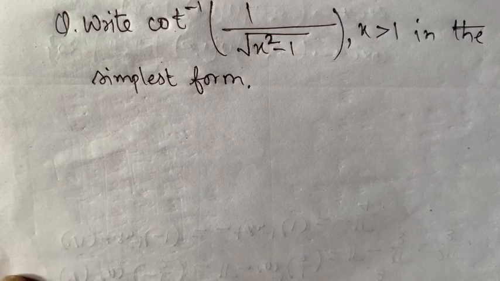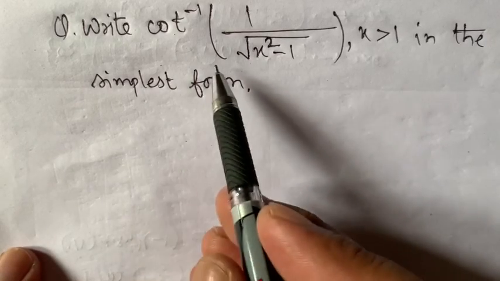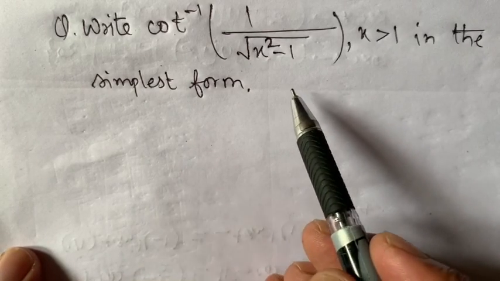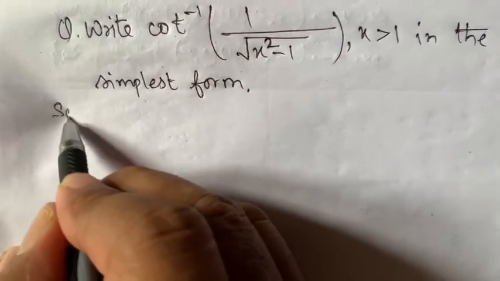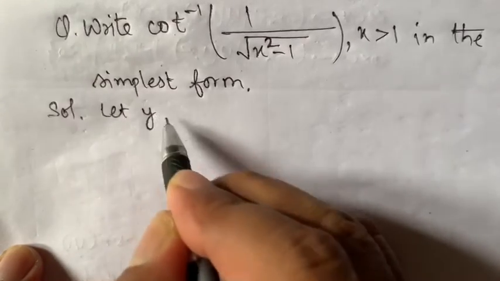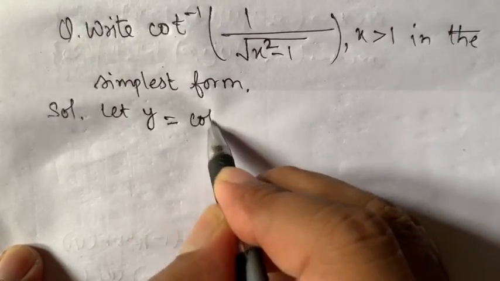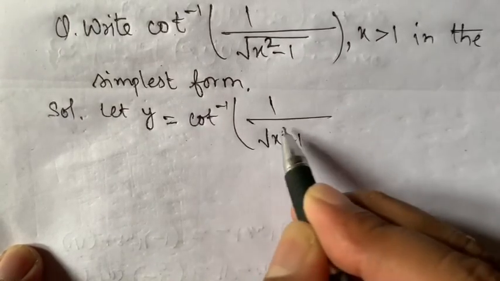Let us take another question. Here we have to write cot inverse of 1 upon root under of x square minus 1, x greater than 1, in the simplest form. To solve it, we will first of all write, let y is equal to cot inverse of 1 upon root under of x square minus 1.